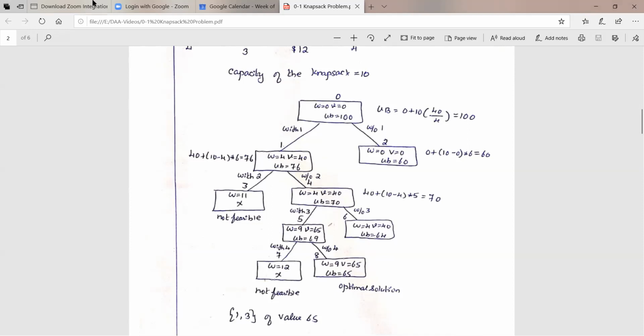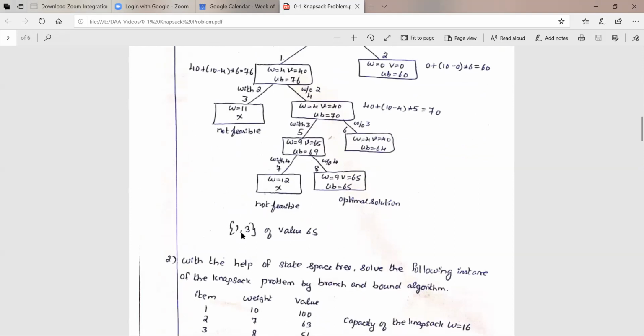Now we have to verify what objects we selected to get the optimal solution. So we have to trace the path from the leaf to the root node. Here you see 65, this will be the optimal solution. Here without 4, that is we are not considering the object 4. But here we are considering the object 3, but we are not considering the object 2, but we are considering the object 1. So we are considering the objects 1 and 3. We are taking the subset 1, 3 of value 65.